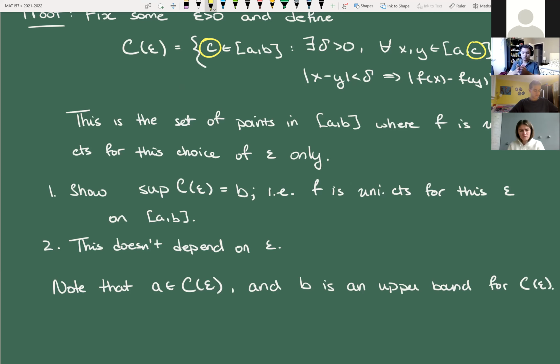So basically what we're doing is we're trying to find the biggest interval on which the function is epsilon uniformly continuous. And what I'm going to do is by saying, let this set be the collection of all points where it's epsilon uniformly continuous. And I'm going to show that's actually the whole interval. That's what I'm doing.